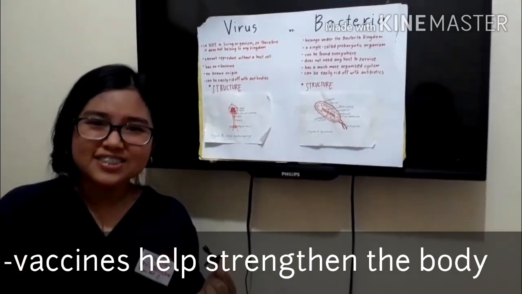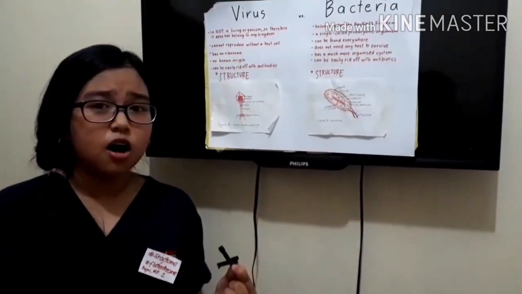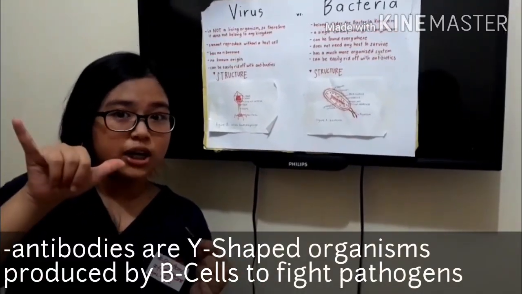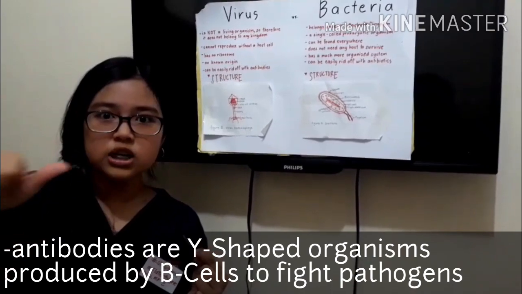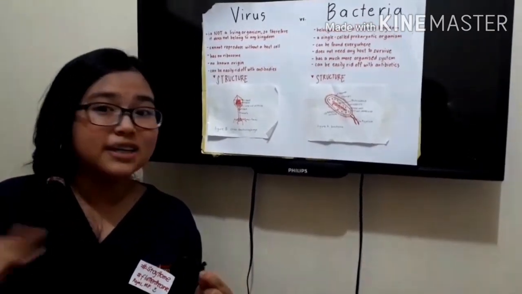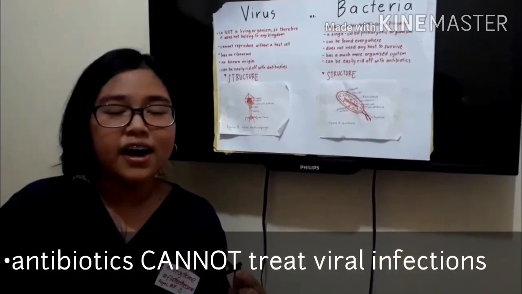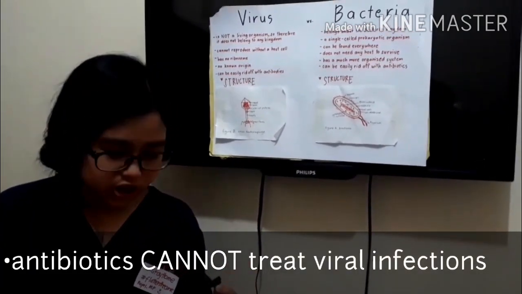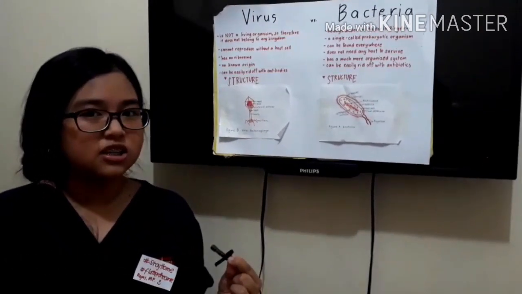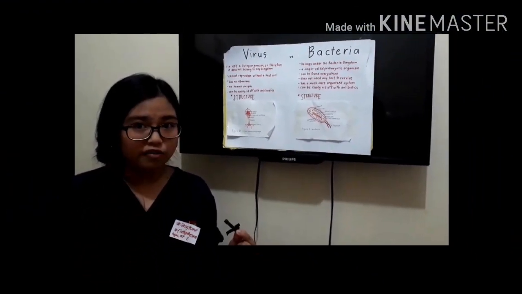Vaccines? What are vaccines? That's for our next video. But anyway, guys, antibodies are produced by the B cells in your body. They are Y-shaped cells. They're Y-shaped organisms produced to fight off viruses. But antibiotics cannot fight off viruses. They can only fight off bacteria. Just to clarify, antibiotics cannot fight off viruses, okay? Your body produces antibodies to fight it off.